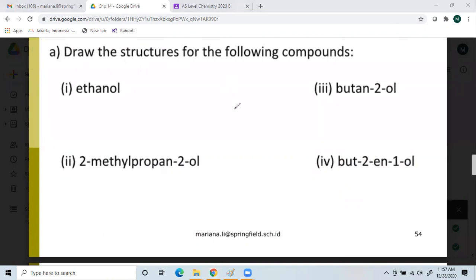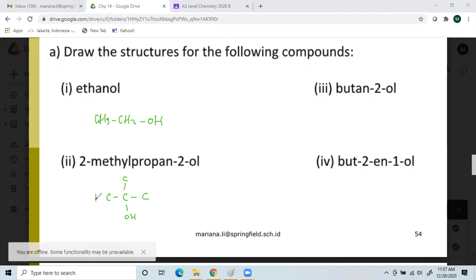Okay, let's compare your answer with mine. Ethanol, CH3CH2OH. 2-methylpropan-2-ol, so I will write 3 C's here. The second C has OH, and at the second C, a methyl. Okay, so CH3, CH3, CH3. Okay, that's 2-methylpropan-2-ol, yeah.